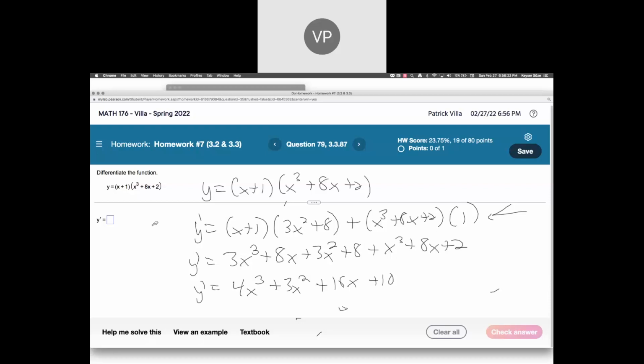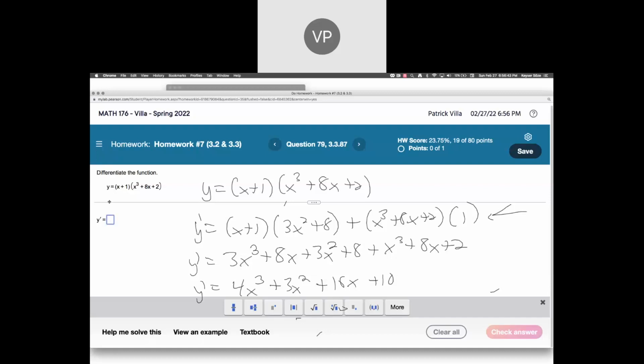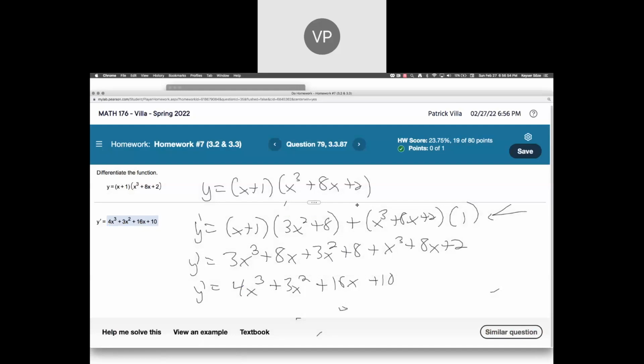Everything in the first line looks good, so if I would have used that, I would have been home free. FOIL it out, 3x cubed plus 8x plus a 3x squared plus an 8. That looks good. The other part looks good. Simplify our terms. I think everything's going to work out. Well, we'll see in a second here. So we get a 4x to the third plus 3x squared plus 16x plus 10. And that is it for that.